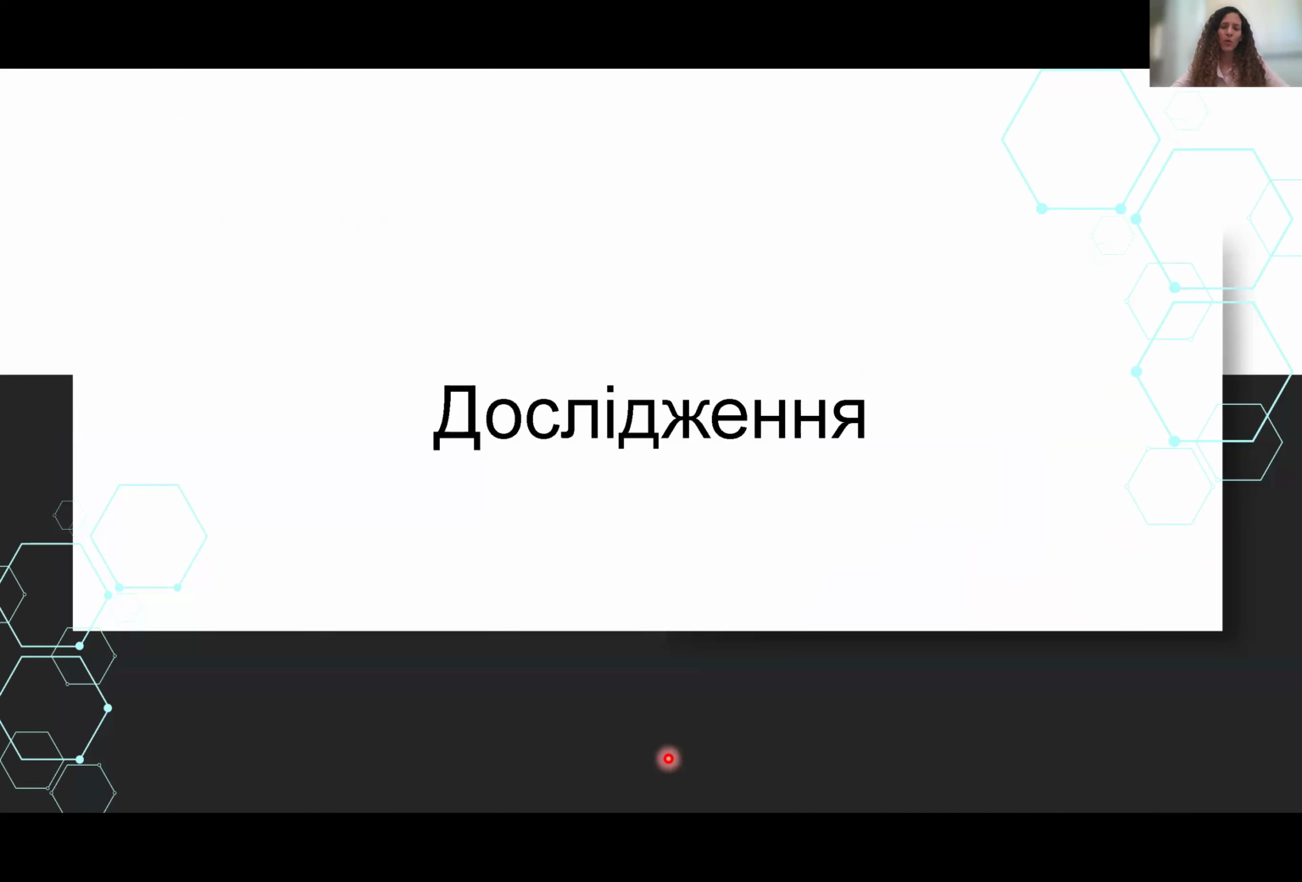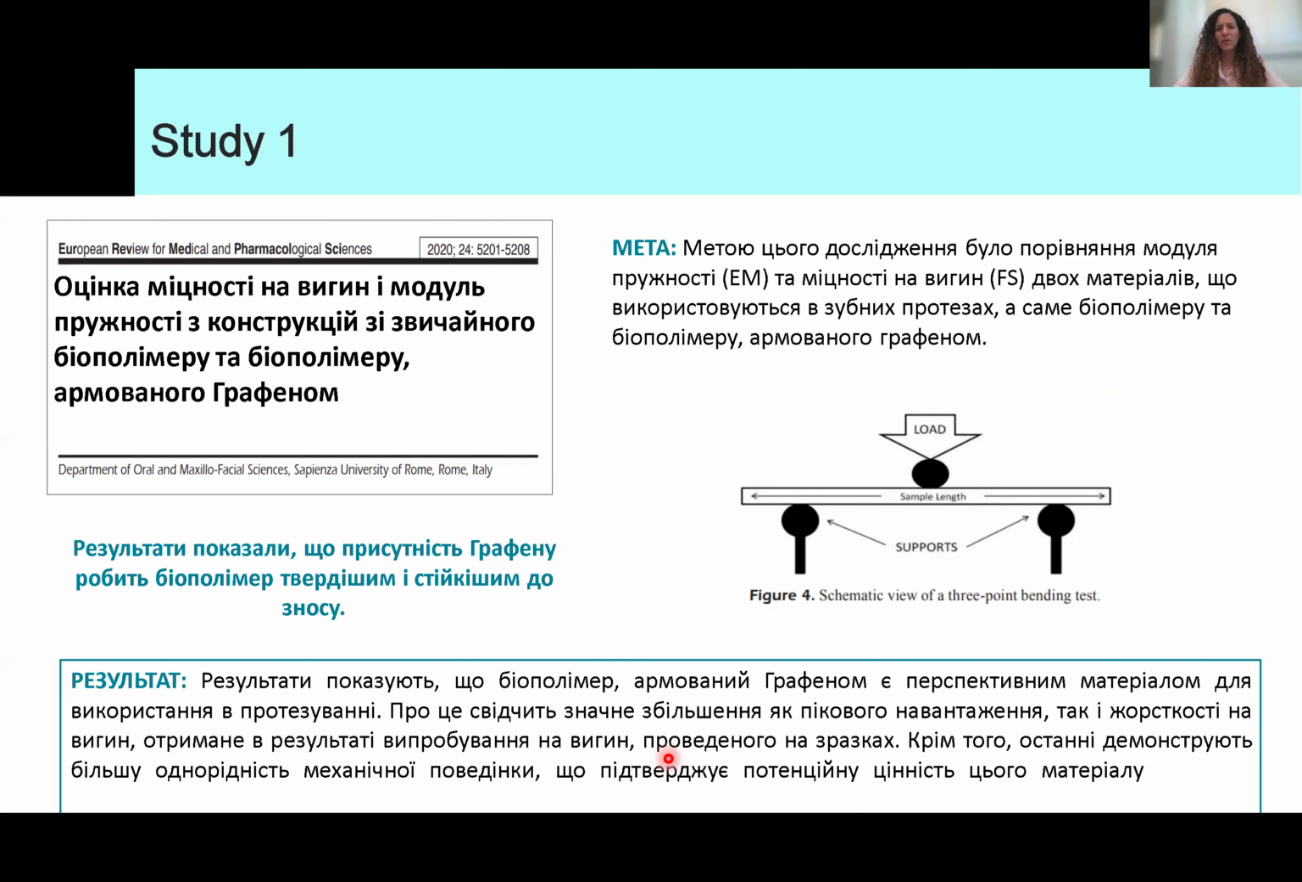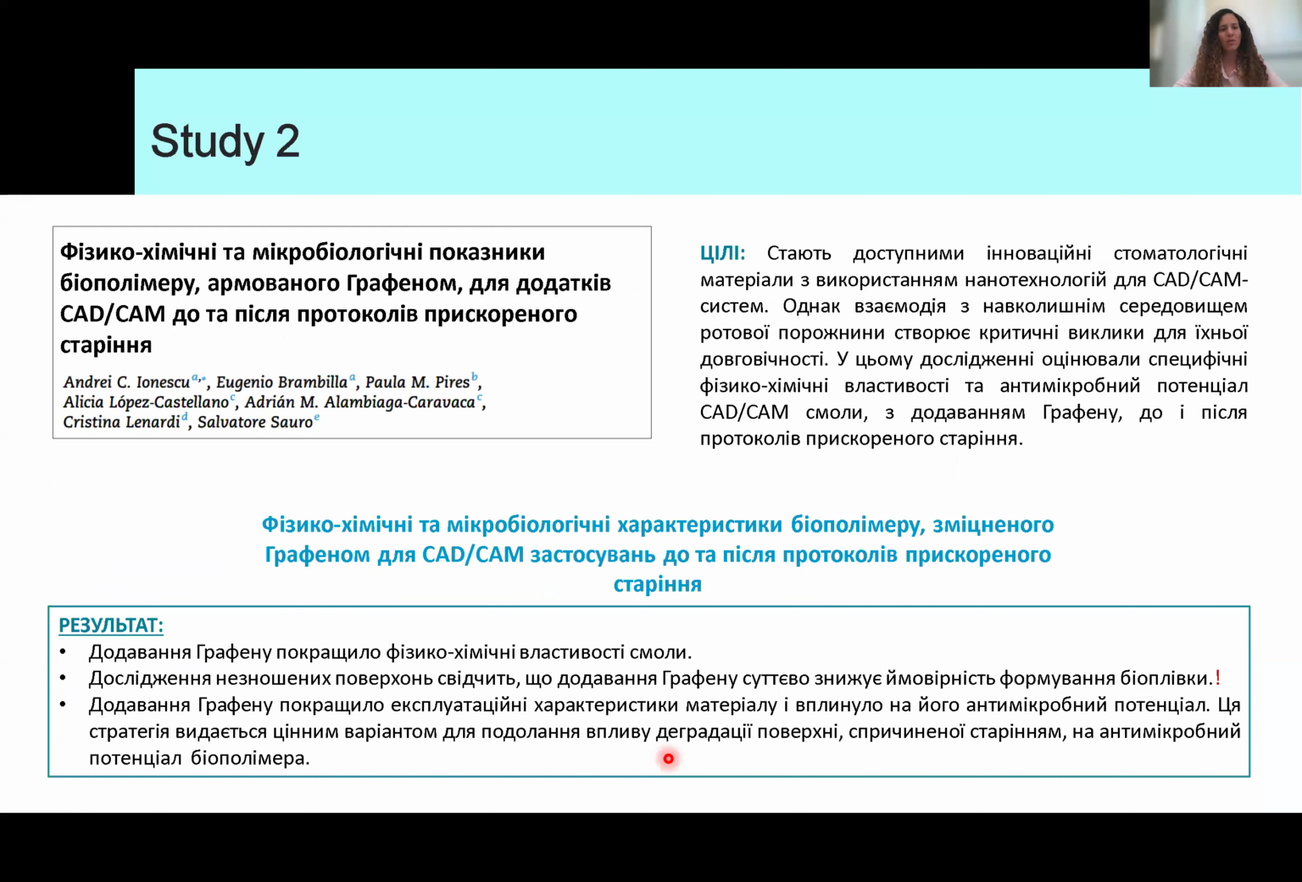When we explain a new material, it's important to talk about the studies we have about it. I'm going to show you some different studies that we have published in a lot of journals. Here we can see different studies that talk about flexural strength and elastic modulus of graphene compared with other polymers on the market. Also, we have studies about the physical, chemical, and microbiological properties of graphene.